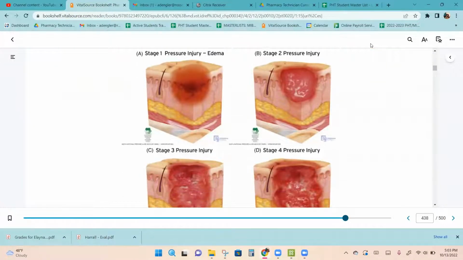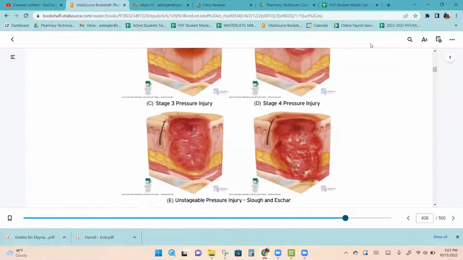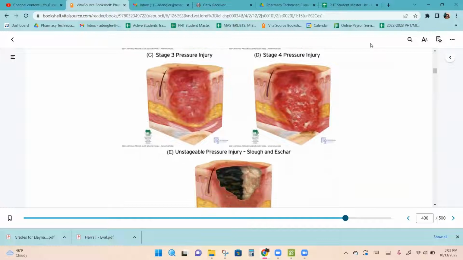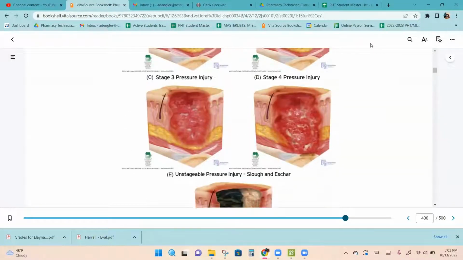So you can see the different stages. Wow, look at stage 1 versus stage 4. It's a huge difference. Unstageable pressure injury. So you can see now it is black and white versus red.